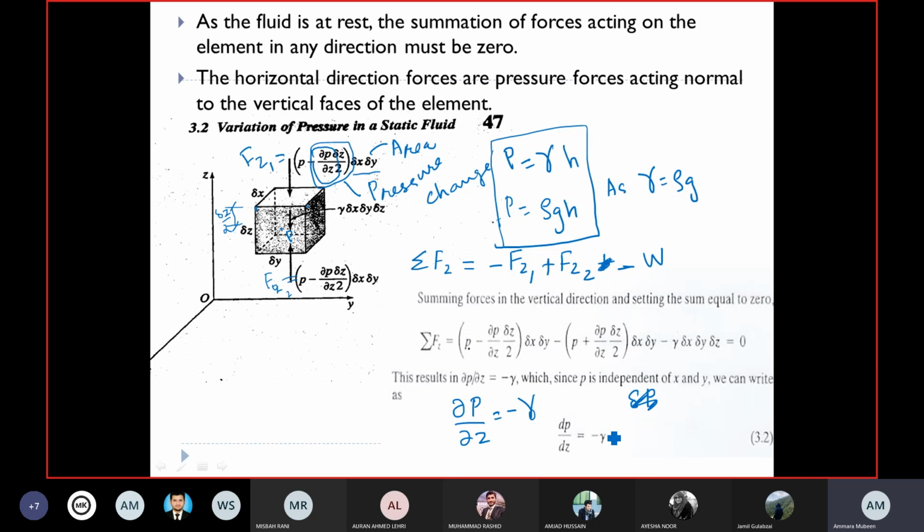Okay, then through this law, that the rate of change of pressure in the z-axis is equal to negative gamma, we get this law, which is P is equal to rho g h. Okay, we shall be discussing the transformation of this law to this law in the next class. If there is any question regarding today's lecture, please let me know. I'll try to answer.